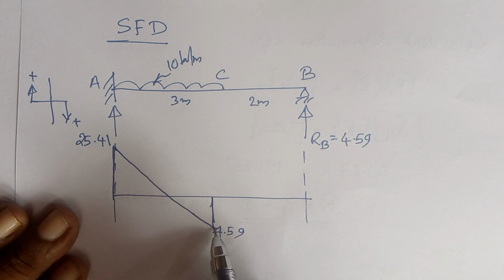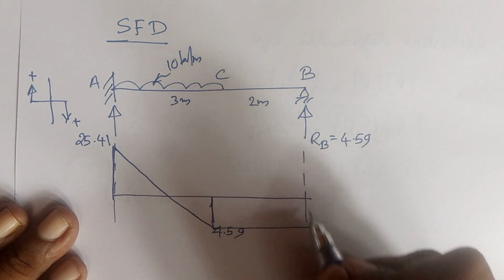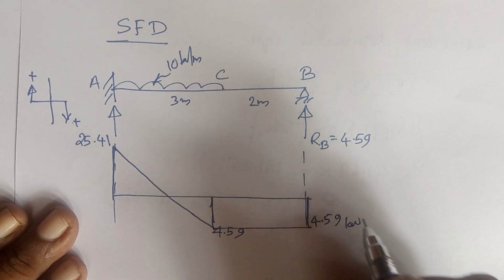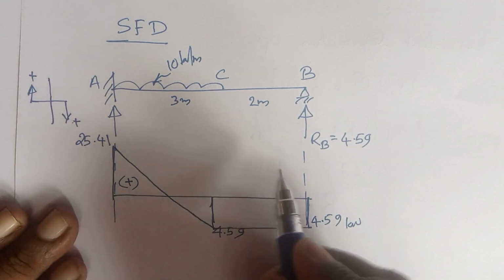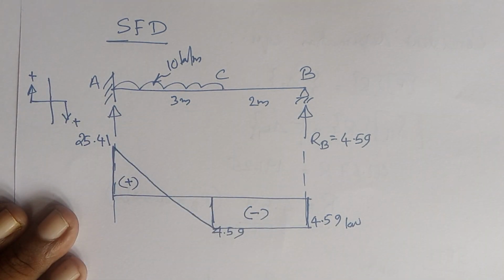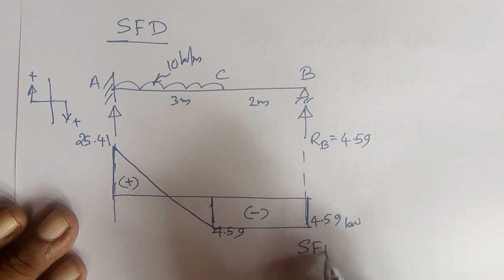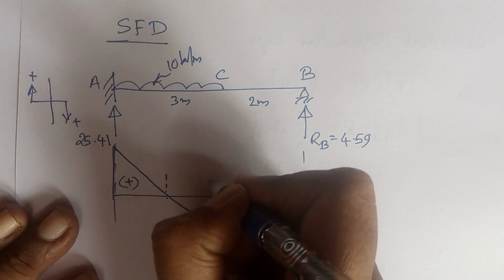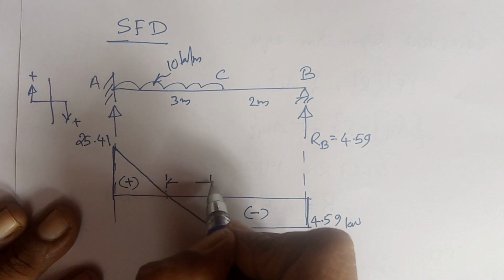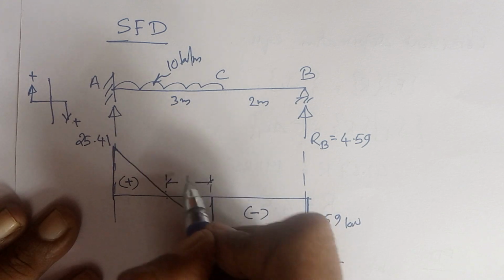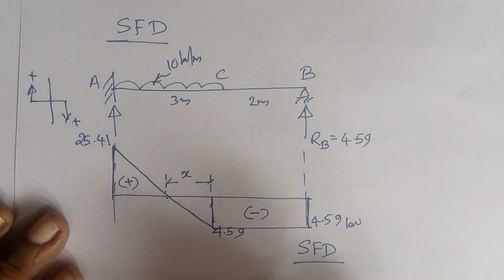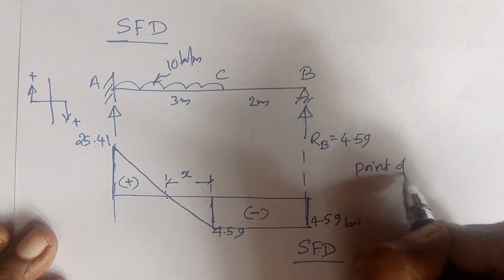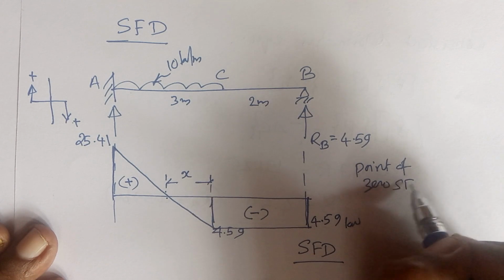After this, there is no load. Then there is 4.59 upwards. So this is the shear force diagram. This is positive. This portion is negative. Now we have to locate the point of zero shear force, where the bending moment will be a maximum. Let it be at a distance x.